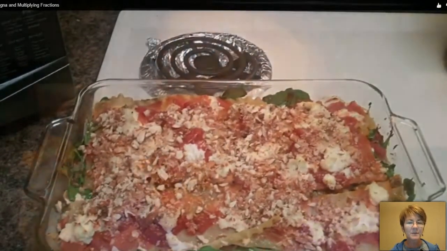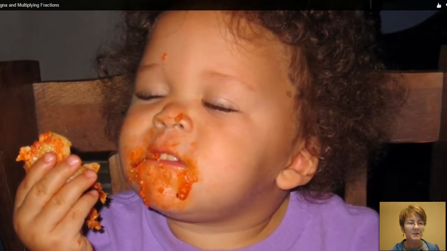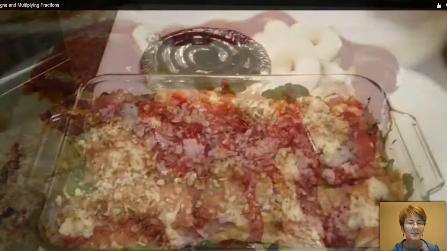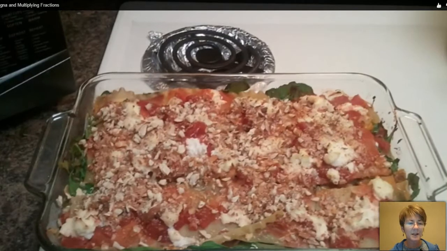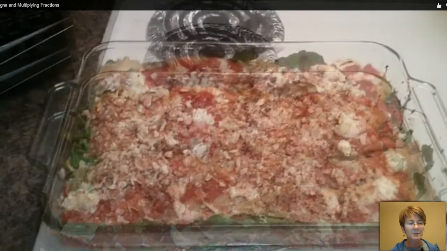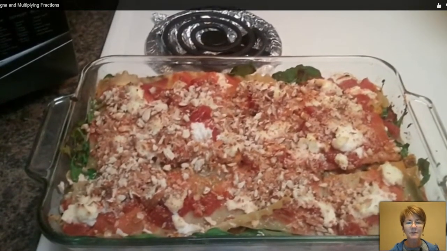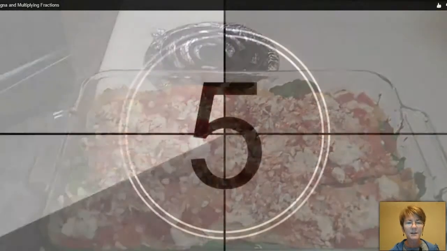Since I made this really big pan of lasagna, oh, it was so yummy, all that tomato sauce and that gooey cheese. One of my favorites. Well, anyway, I made a really big pan of lasagna last week, and I thought it would be great to talk about, like we do in math, come up with some questions for what you could ask about this pan of lasagna. I'm going to have you pause the video and then write down your questions.